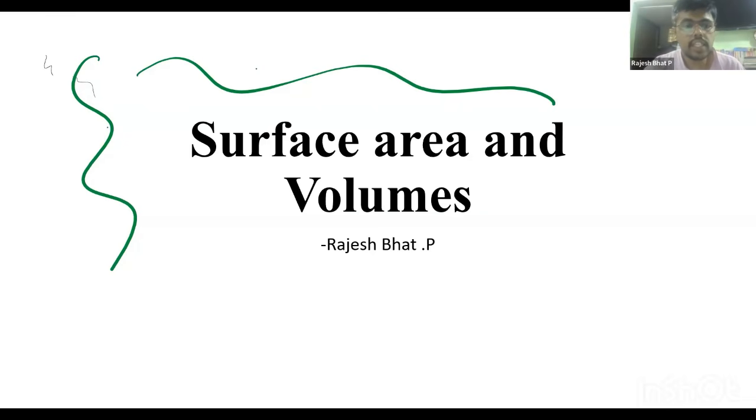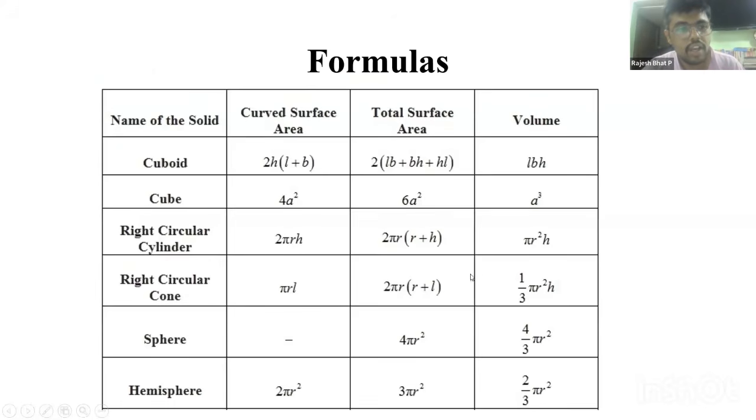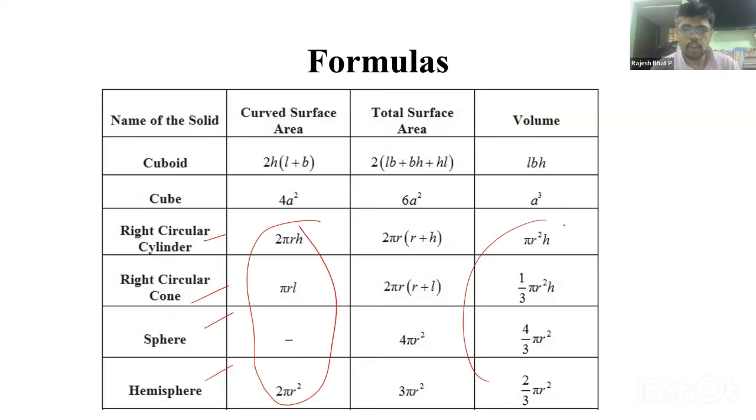Firstly, what everybody should be doing is a formula sheet. If you don't know the formulas, I cannot help. I definitely cannot help. You should know the formulas properly, practice them, write all these formulas. You should not leave anything, especially cylinder, cone, sphere, hemisphere, and basically you should know the curved surface area formulas and volume formulas. Obviously, you should also know the cuboid and cube volumes.